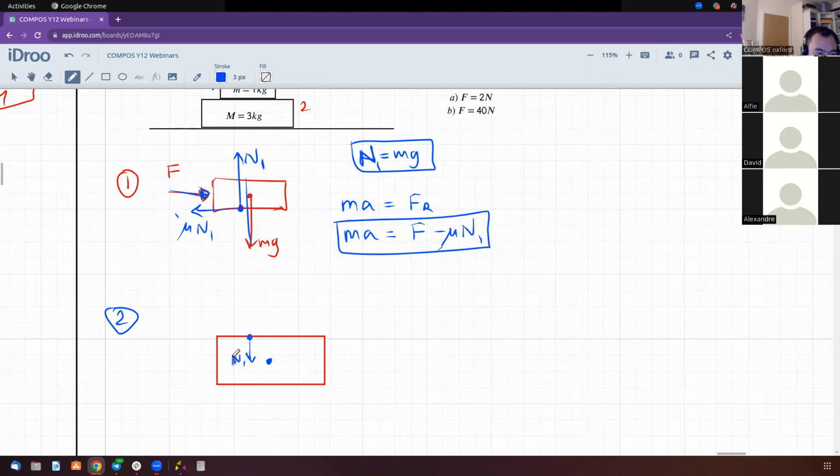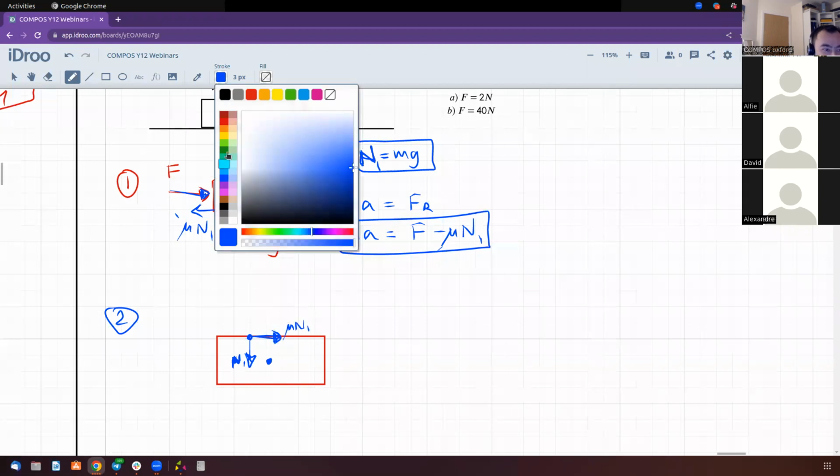There's N1 pushing down, there's N1 from the top block. By Newton's third law, they are the same. This N1 and this N1 is the same. So if the bottom block is pushing the top block up, the top block is pushing the bottom block down. There's N1, then there's friction, and friction has to be opposite, mu N1. So friction is the opposite to that one. Newton's third law, mu N1.